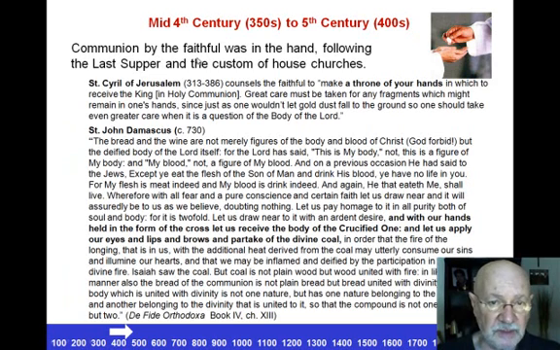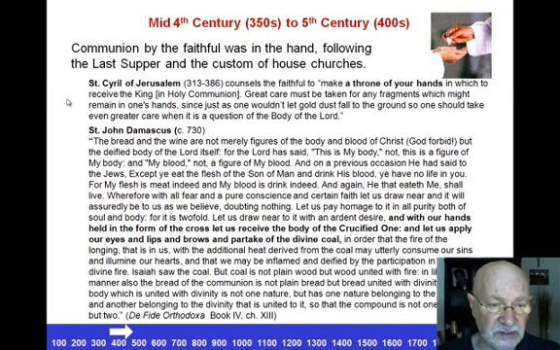Again, in this period, communion by the faithful was in the hand, following the Last Supper and the custom of house churches. Look at St. Cyril of Jerusalem, writing between 313 and 386, counsels the faithful to make a throne of your hands in which to receive the King in Holy Communion. Great care must be taken for any fragments which might remain in one's hands, since just as one wouldn't let gold dust fall to the ground, so one should take even greater care when it is a question of the body of the Lord.